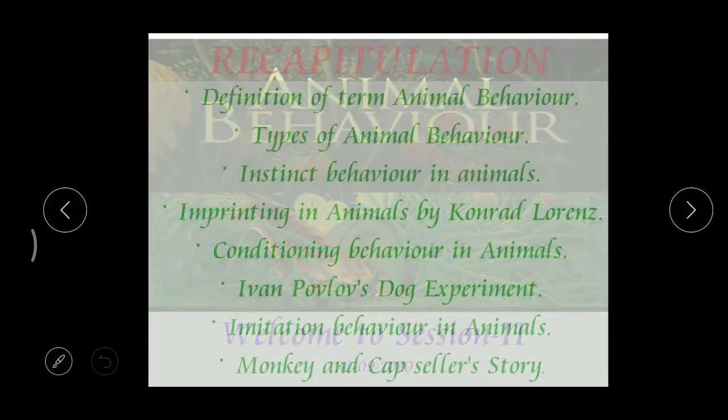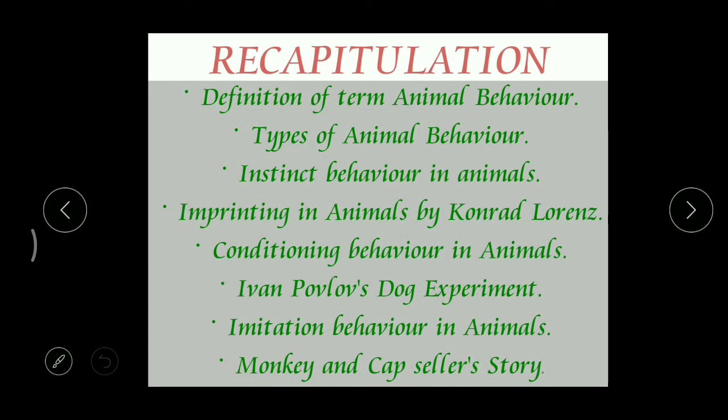So, already in session 1, we studied what is meant by animal behavior and the different types of animal behaviors, like instinct behavior, imprinting, conditioning, and even imitation, right? So, these are the 4 types of behaviors we can find in animals, and we also learned about instinct behavior. Instinct means which they get by their birth, right? And imprinting in animals, this behavior was studied by a scientist, that is Konrad Lorenz.